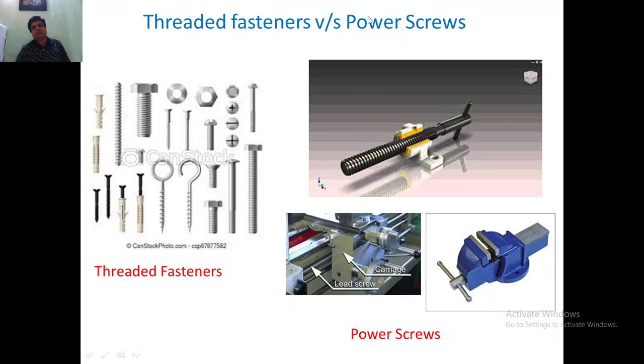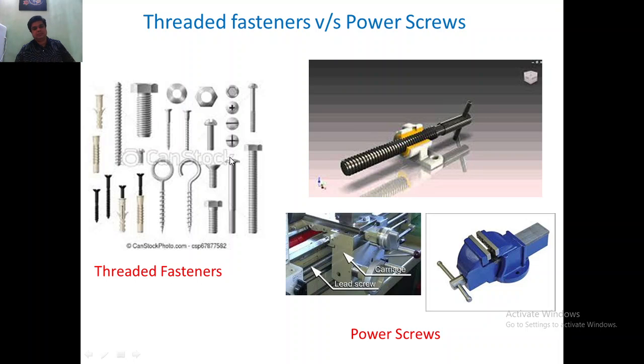Now in this session we will look at the design concepts or the criteria for designing the power screws and the applications of these power screws. Threaded fasteners, as the name indicates, are used to fasten or clamp two different components together temporarily. For example, screws, nuts and bolts are used to clamp two sheets of metal or different mechanical components together.